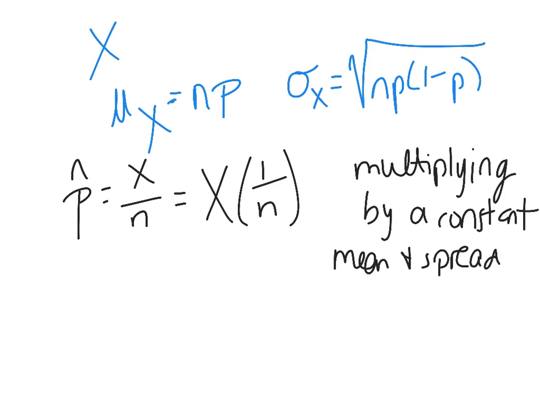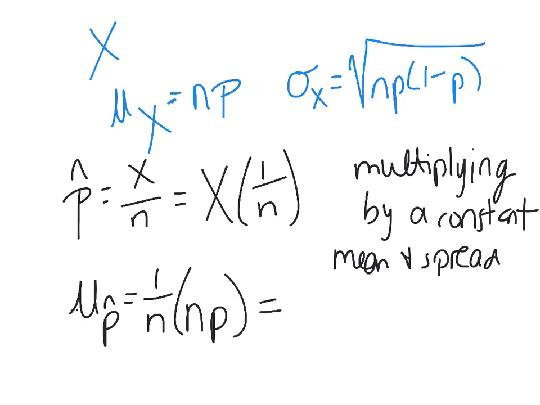So basically what that does is it helps confirm that p hat is an unbiased estimator of p. For example, if I take the mean of p hat, that's equal to 1/n times np, and these would cancel, so that would be equal to p. That confirms that p hat is an unbiased estimator of p.